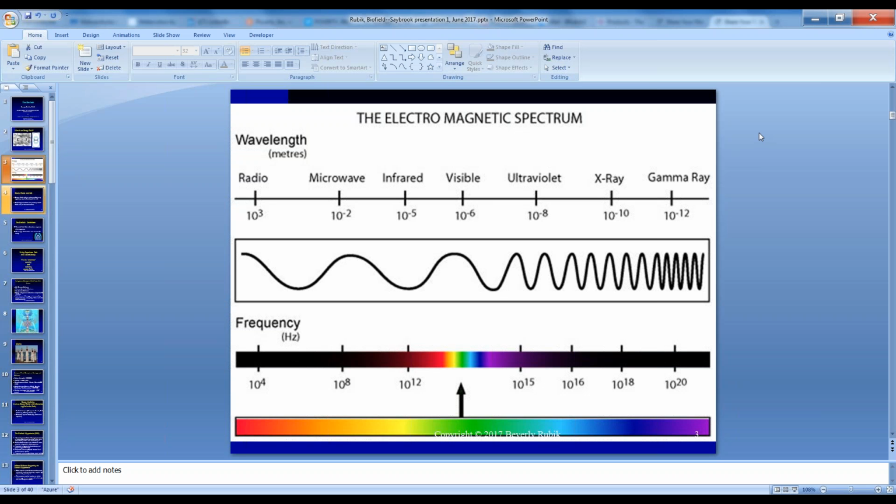Thank you. Sorry. So now, going to the right, the faster moving, faster vibrating waves with shorter wavelengths, ultraviolet. Again, we can't see it, but it has medical benefit.